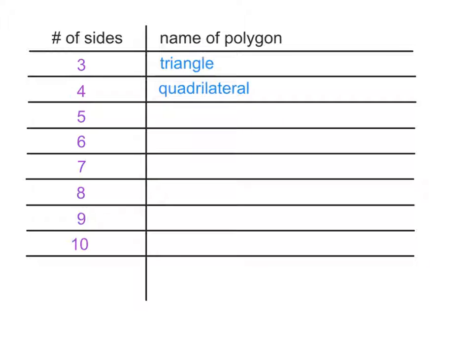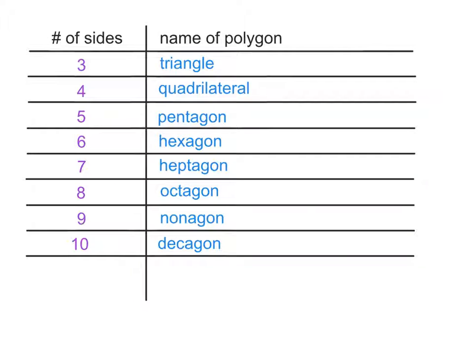We talked about our 4-sided figures, which were our quadrilaterals, our rectangles, and our trapezoids, and our kites, and all of that. Now we need to talk about what happens when it has 5 sides, or 6 sides, or 7 sides, 8 sides, 9 sides, even 10 sides. Okay, so take a look. A 5-sided figure is called a pentagon, 6 sides, hexagon, 7 sides, heptagon, 8 sides, octagon, 9 sides, nonagon, 10 sides, decagon.